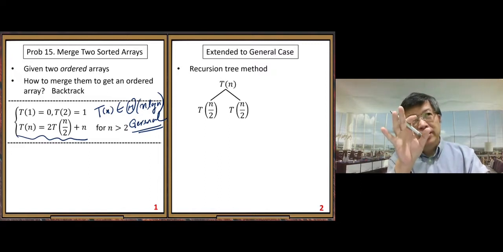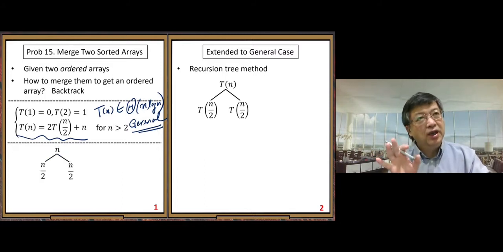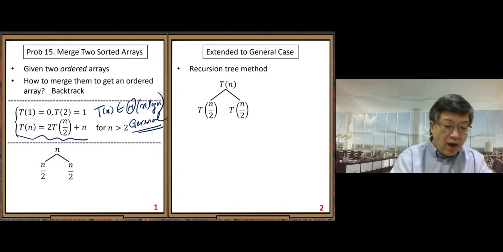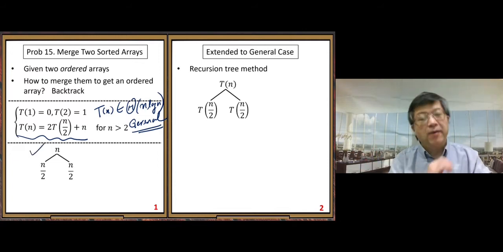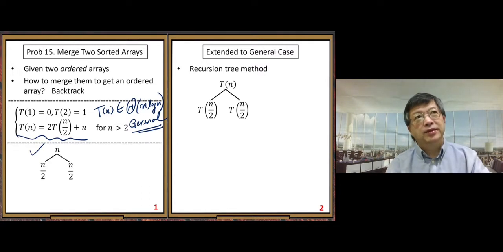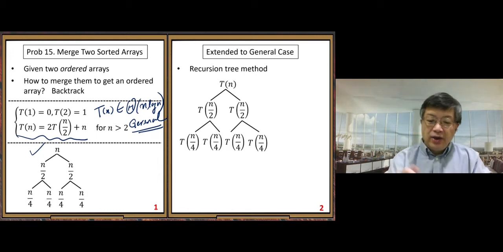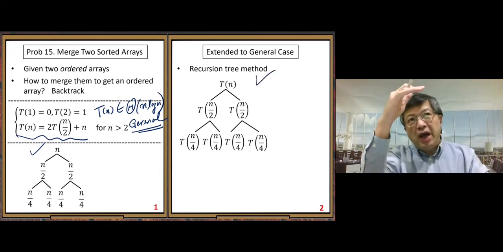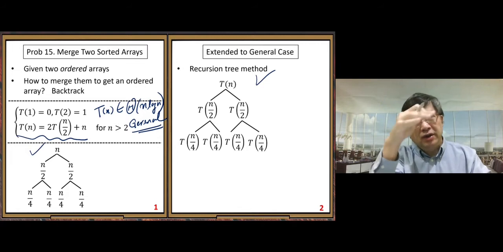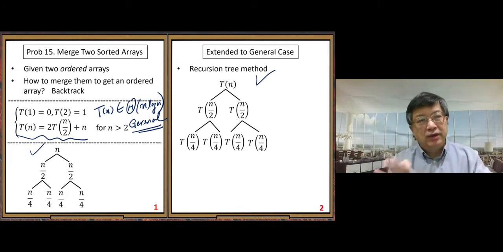Using the recursive terms, T of n splits into two T terms, and the non-recursion part I put here. Later we need to accumulate all the cost to get a total cost. This part we need to estimate how many levels we can split down to the bottom.